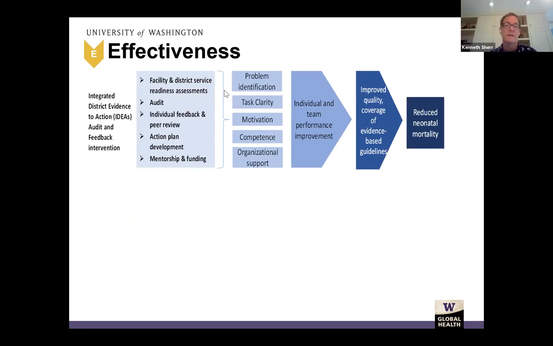And that includes improving the identification of problems, clarifying what needs to happen and who does it, motivating health workers in the healthcare system, improving their competence to implement guidelines of the Ministry of Health, and then providing that organizational support for health workers to be able to do their work well and at high quality. And then that leads to improved individual and team performance, and therefore improved quality coverage of those evidence-based guidelines and reduction in child and neonatal mortality.